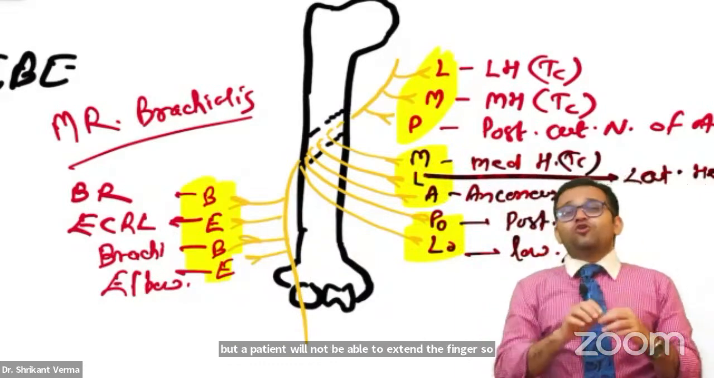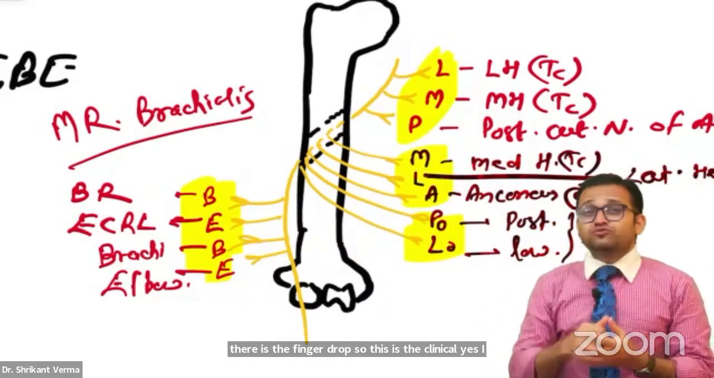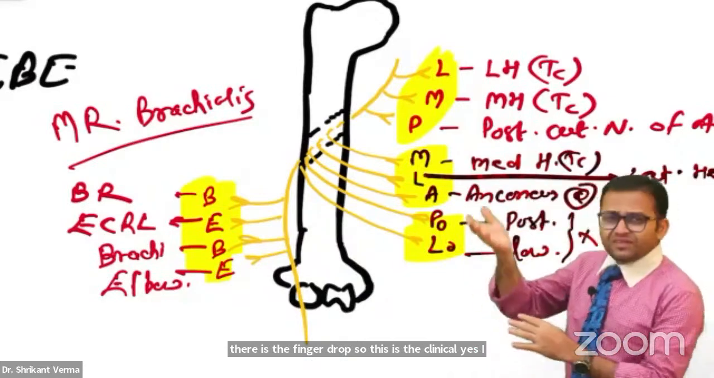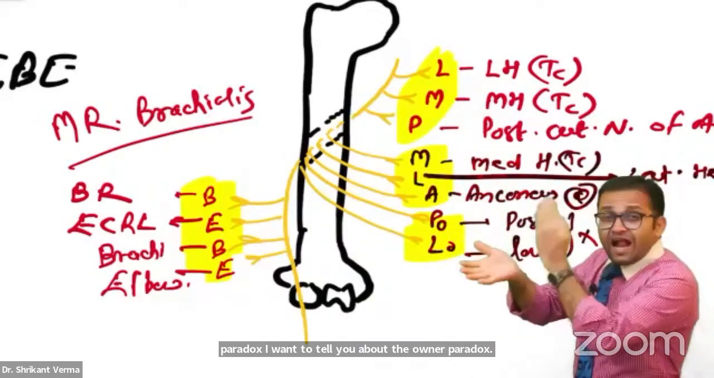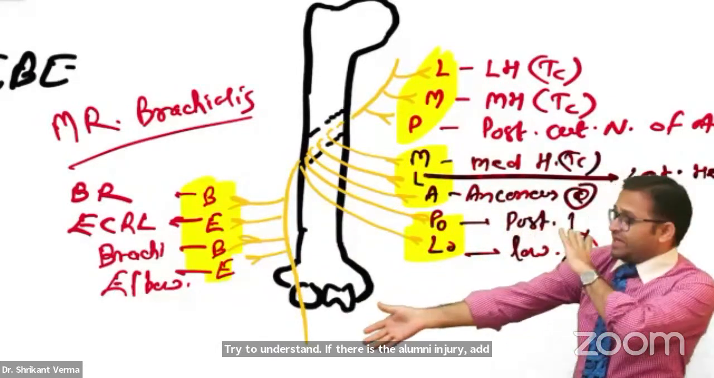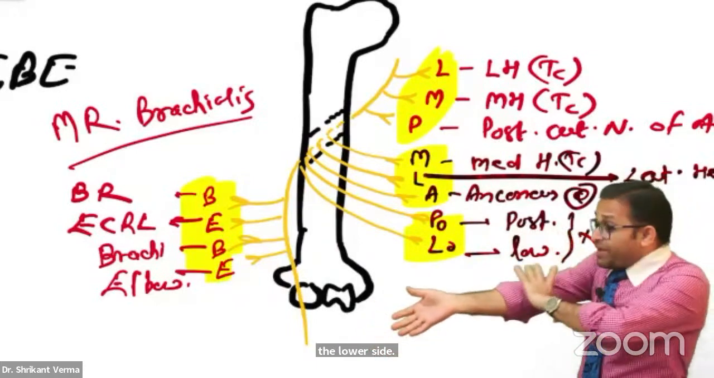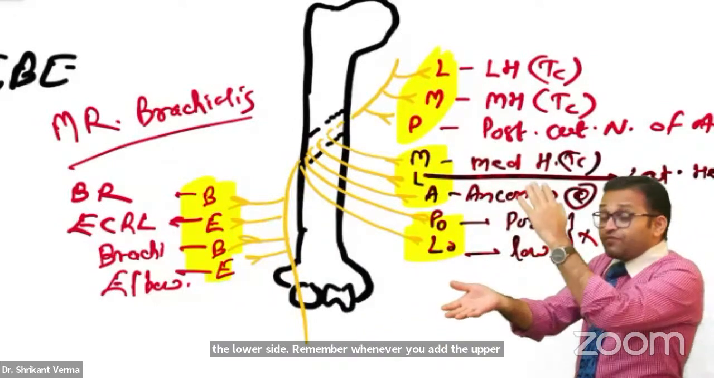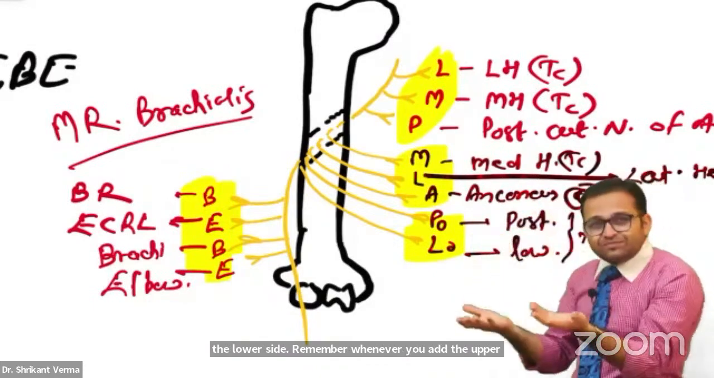One more thing, ulnar claw hand, ulnar paradox. I want to tell you about the ulnar paradox. Try to understand. Whenever there is a nerve injury at the upper side, many symptoms are seen. But if there is a nerve injury at the lower side, fewer symptoms are seen.